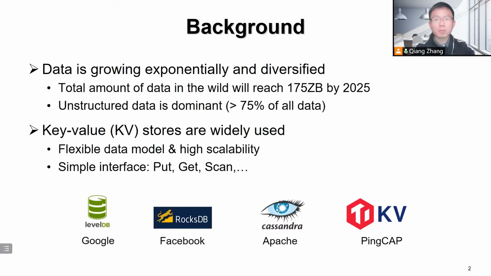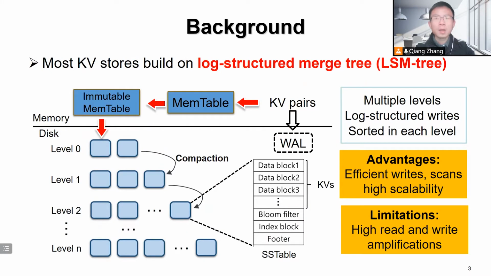In the era of big data, the data is growing exponentially and unstructured data is dominant. To deal with the challenge of data storage, key-value stores are widely used because of their flexible data model, high scalability, and simple interface. Examples of key-value stores include LevelDB, RocksDB, Cassandra, and so on. And most key-value stores are based on the LSM-tree.